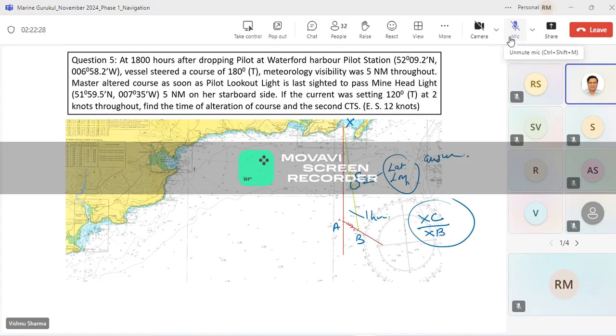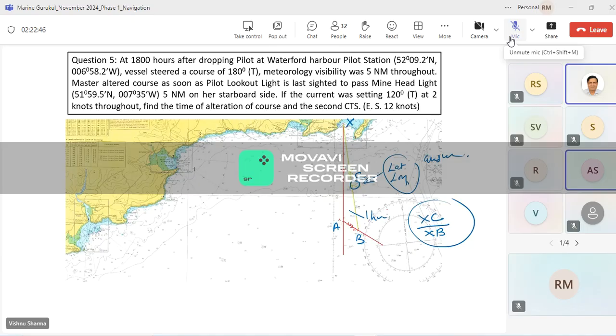Why are you saying the opposite here? Why are you saying XB by XC? It will be XC divided by XB. Am I right? Yes or no? Yes, sir. Clear to everybody?